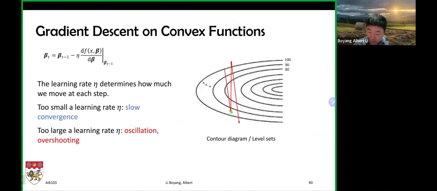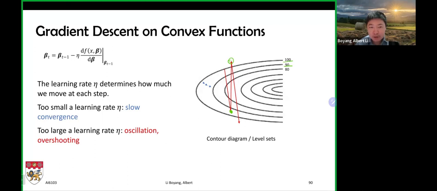Clearly this green point is between the contour line of 190, so its value is somewhere around 190. And if I use a very large learning rate, I may go here, whose function value will be greater than 190, and I end up increasing instead of decreasing the function value. And that is not what I want, right?